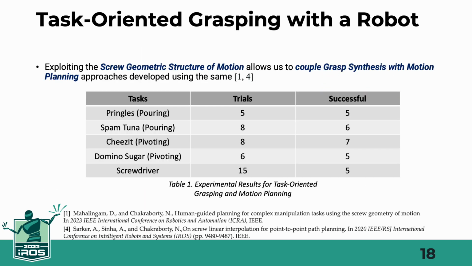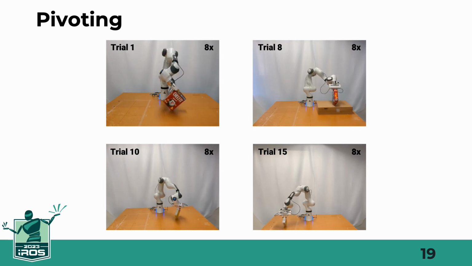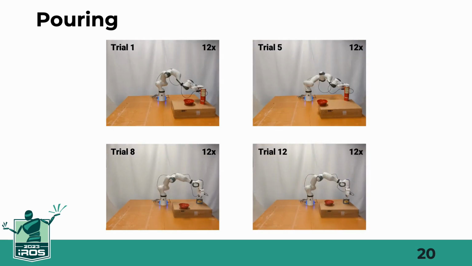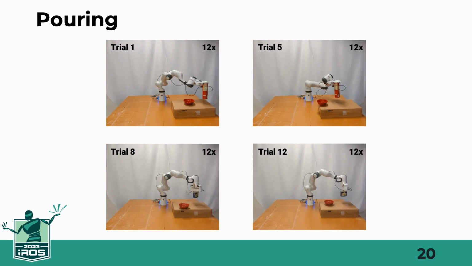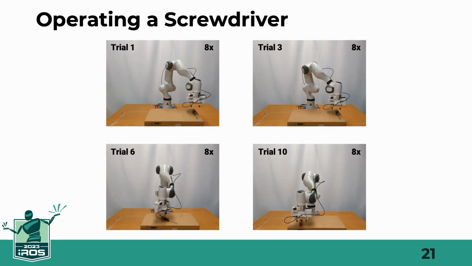Exploiting the screw geometric structure of motion allows us to couple grasp synthesis with motion planning approaches developed using the same. We have evaluated this using a robot to perform the tasks of pivoting, pouring, and operating a screwdriver.